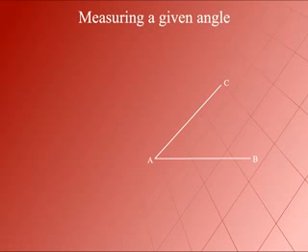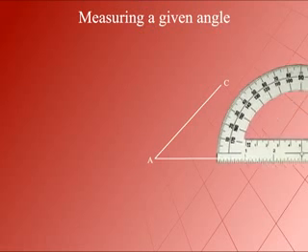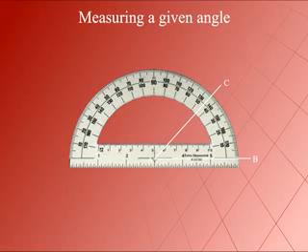Measuring a given angle. When we measure an angle CAB in the figure shown here, we place the protractor in such a way that its center lies on the vertex A and its zero line lies on the side AB of the angle CAB. Now we read the mark that lies on the side AC of the angle CAB on the inside scale of the protractor.